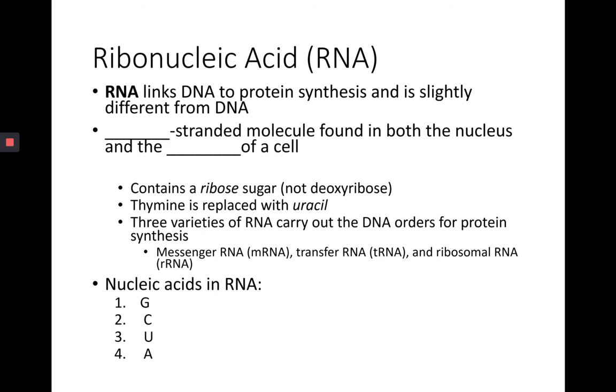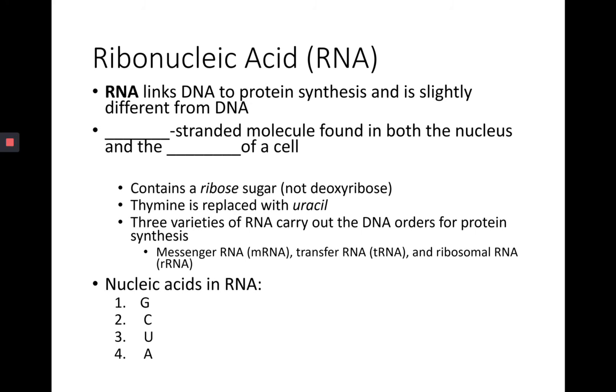You can find it in the nucleus, but you can also find it in the cytoplasm of a cell. So it's not sequestered away or kept in the nucleus like DNA is. It can be in either location, but it's inside the cell. Instead of having thymine, you would have uracil as a base. So you'd have guanine, cytosine, uracil, and adenine as the bases that you find in the nucleic acids of RNA, or the nucleotides of RNA.